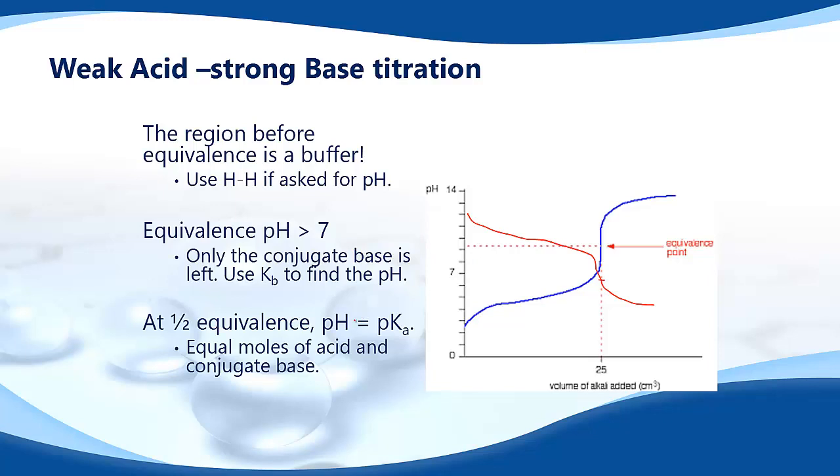At half equivalence, pH would be pKb. So pH equals pKb at half equivalence, because this is a weak base strong acid combination. And here this would be a pKa problem because this salt is slightly acidic. So that's how the math would work for this. Now, there are a bunch of different ways that you can find equivalence.